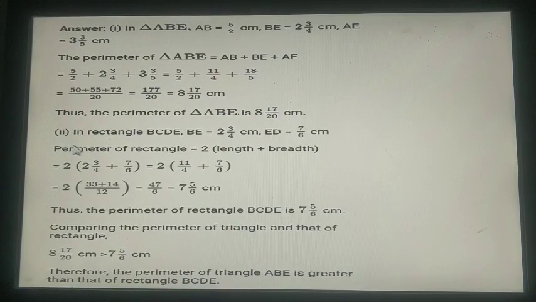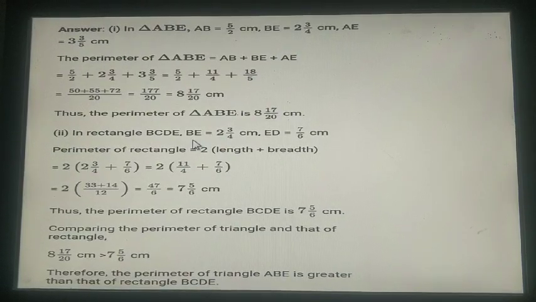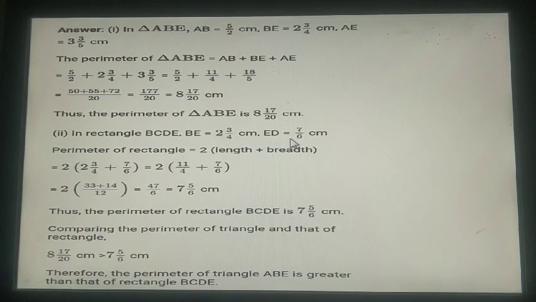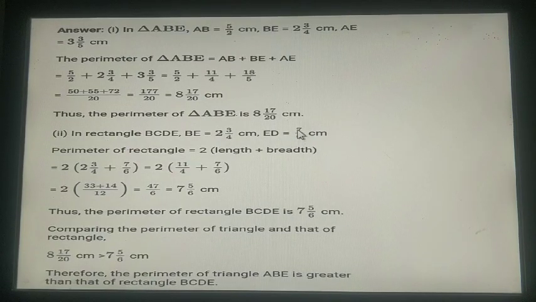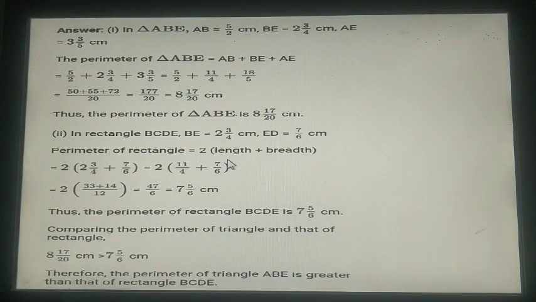Second part, in rectangle BCDE, the two sides given to you, the length is 3 by 4 centimeters and the breadth is 7 by 6 centimeters. Very quickly, we will find out the perimeter of the rectangle by using the formula 2 into (L plus B). So here, 2 into 3 by 4 plus 7 by 6.